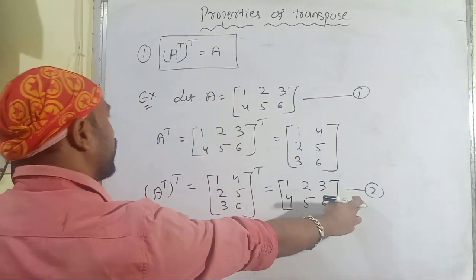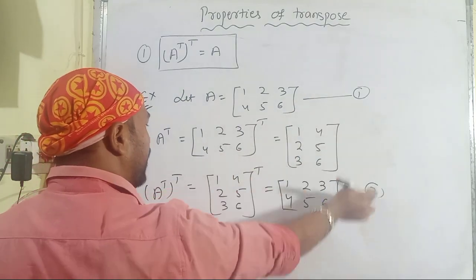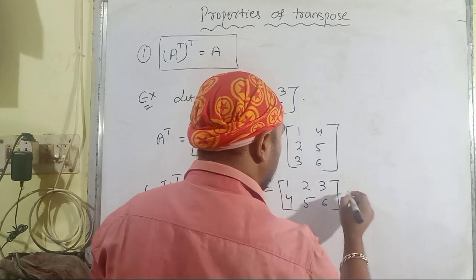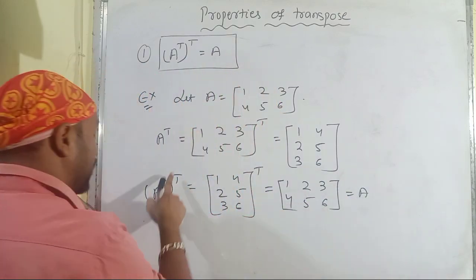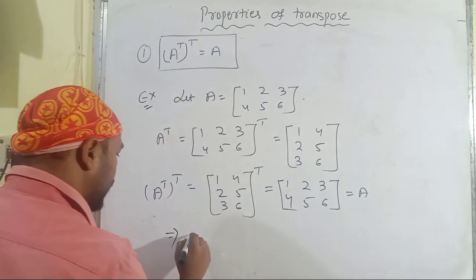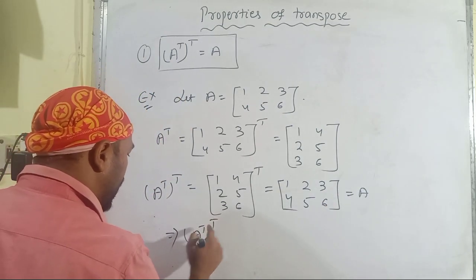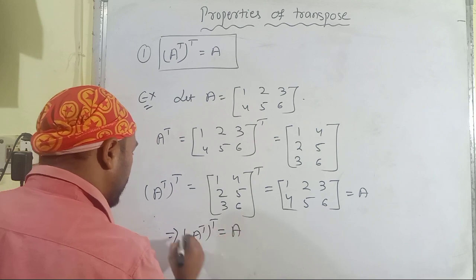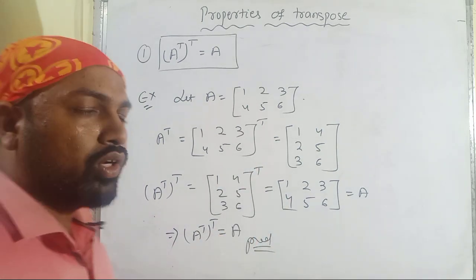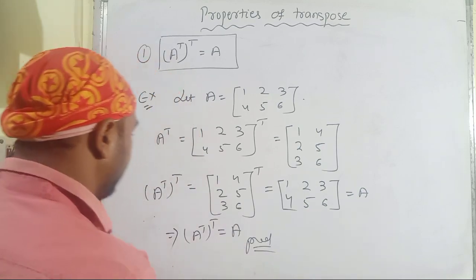So from equation 1 and 2, we have the transpose of the transpose of A is equal to A, and this is true. Then moving on to property number 2.